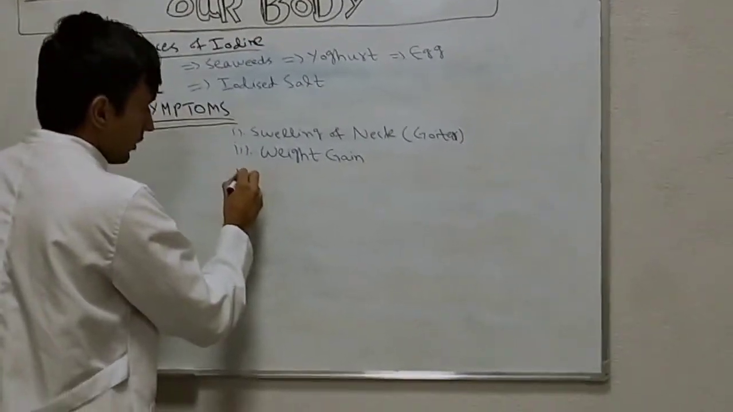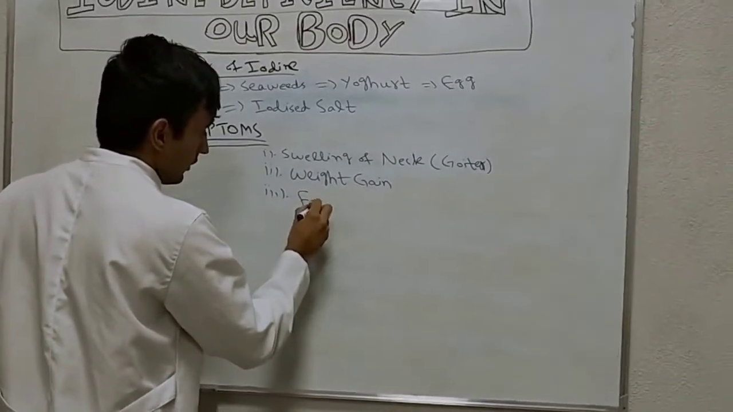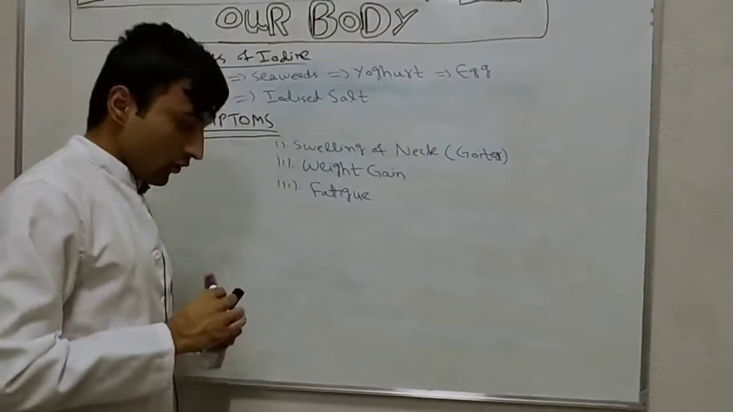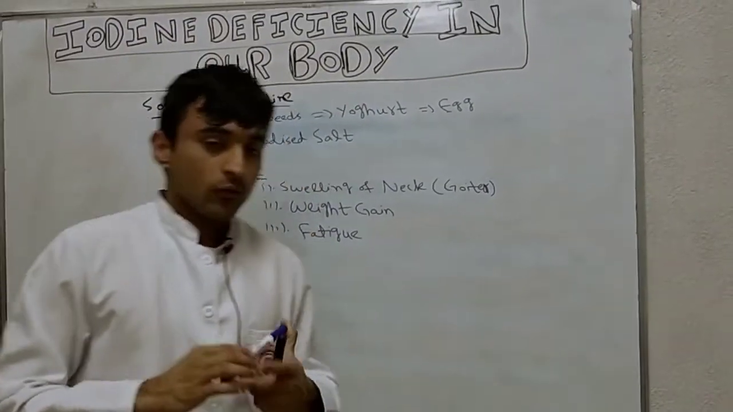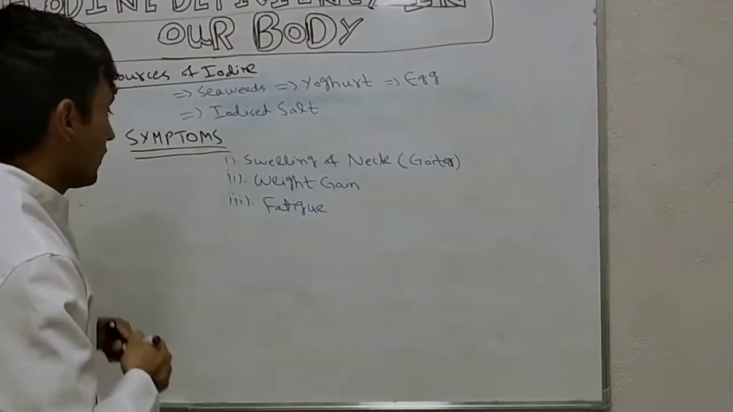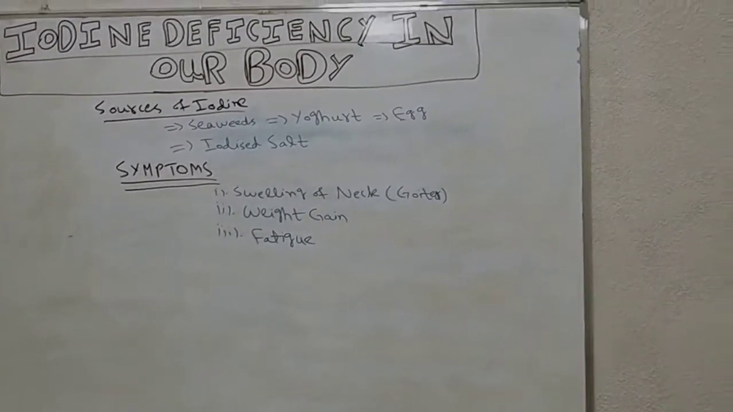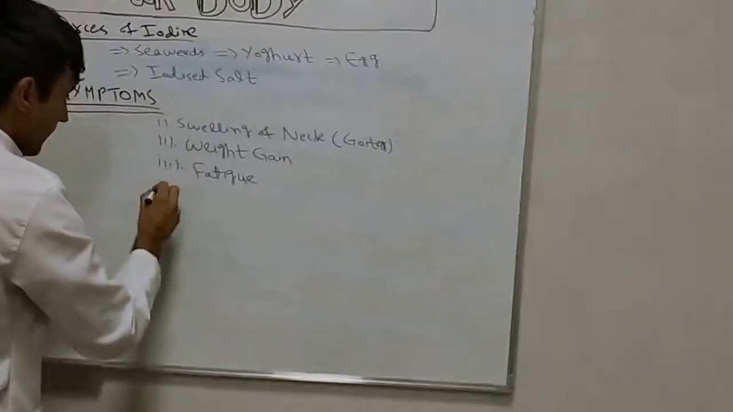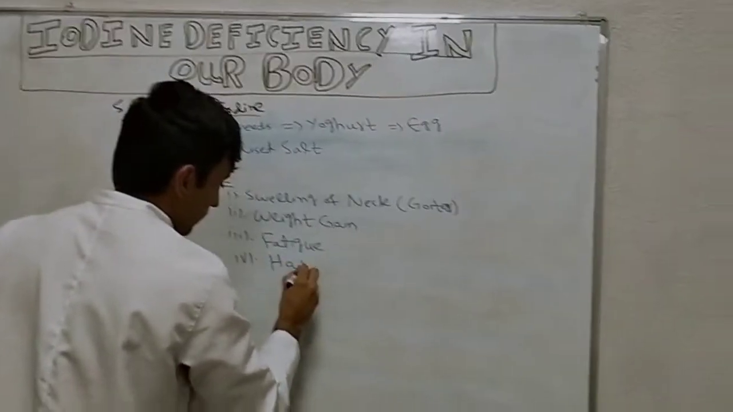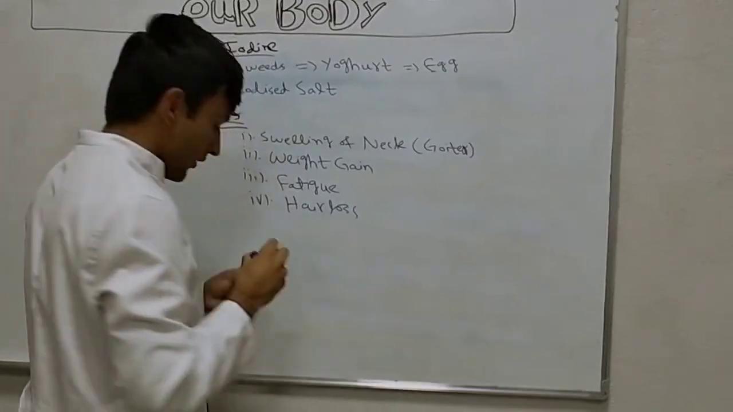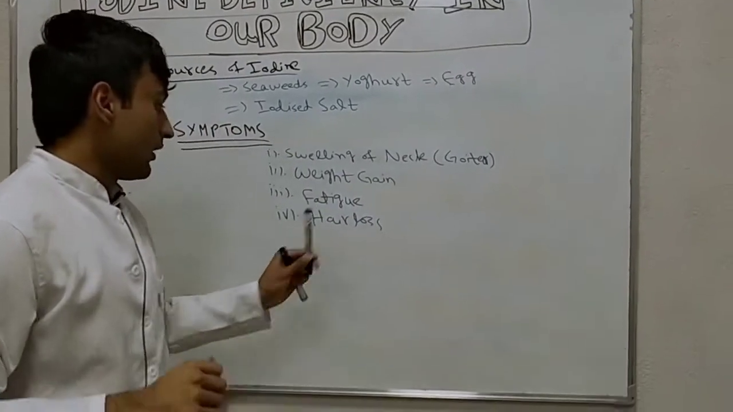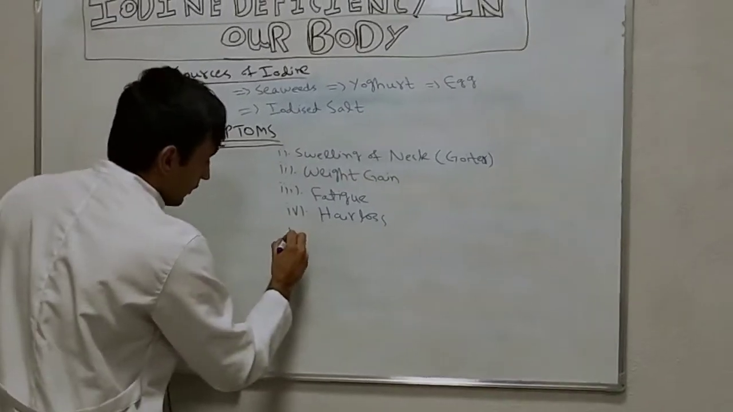Then, after weight gain, we have fatigue. That is very obvious, as the metabolism in the body is not normal. So the person would be suffering from fatigue, as the metabolism is not occurring in a normal way. Now, the next symptom is hair loss. Hair loss occurs because thyroid hormone is involved in the regeneration of the hair follicles. That's why hair loss is another symptom of this.